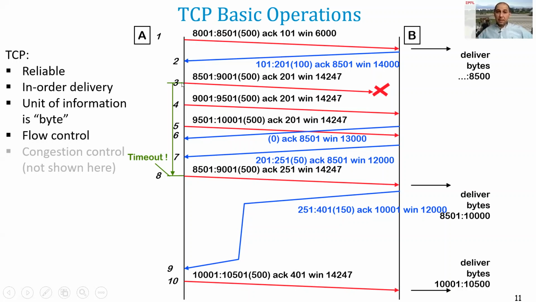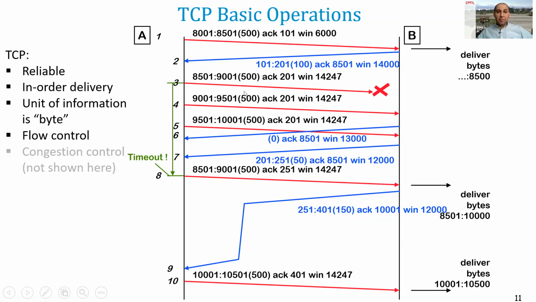Now A sent another packet, 8,501 till 9,000. It acknowledges the received data from B and it updates the sliding window. This packet is lost, but A is not aware of this loss. It continues sending new data.